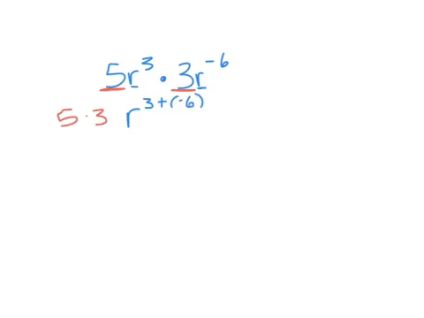And so now that I have that broken up, I'm going to go ahead and simplify. 5 times 3 gives me 15. I'm going to keep my base, and I'm going to add 3 plus a negative 6. That gives me negative 3. Now, one of the things that we learned is that when we have a negative exponent, we have to figure out what the reciprocal is. So in this case, this is going to go on the bottom.